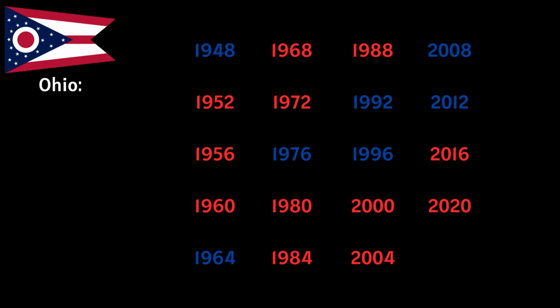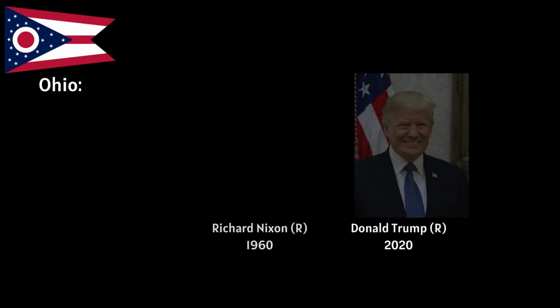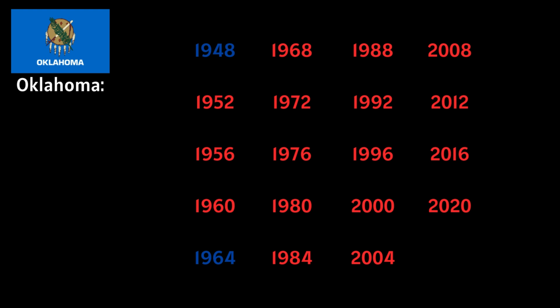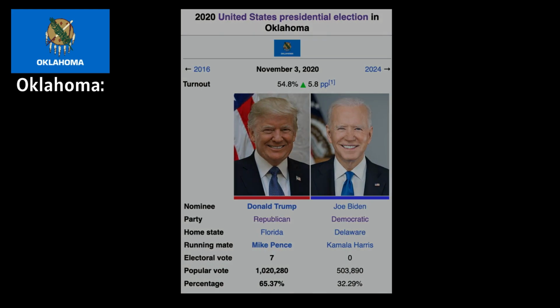in a row since the 80s. Ohio is also historically the most accurate state, having voted for the winning candidate in all but 2 elections since 1948. The only years Ohio has voted for the losing candidate were 1960 and 2020. Oklahoma is another Republican stronghold, having voted for Republicans in every election apart from Truman in 1948 and Johnson in 1964. In the 2020 election, Trump received double the votes that Biden did in Oklahoma.